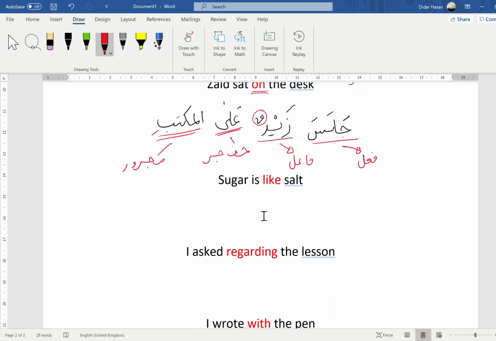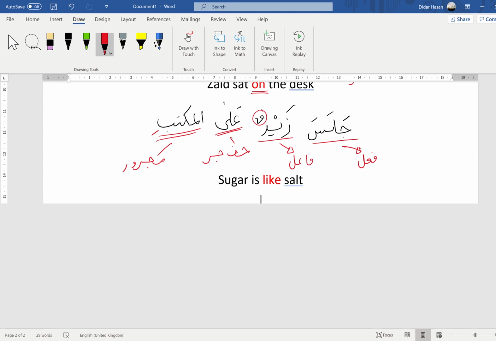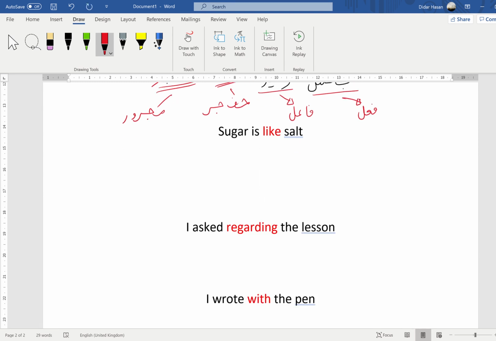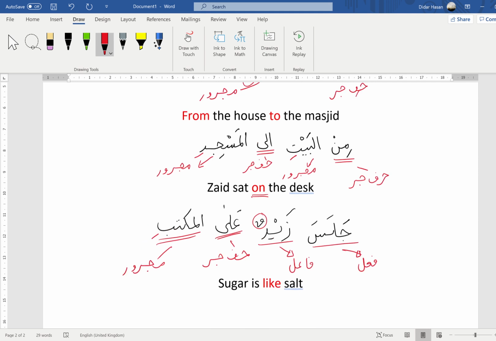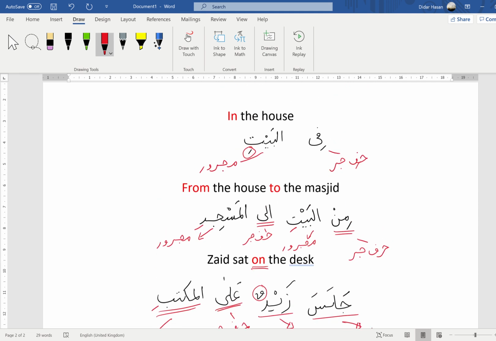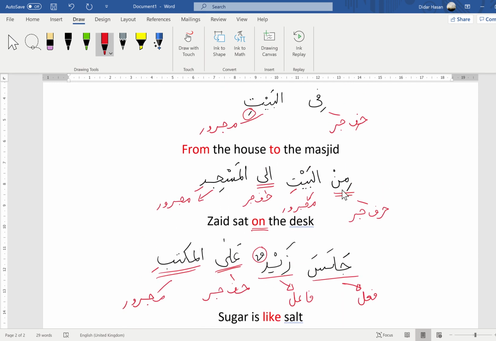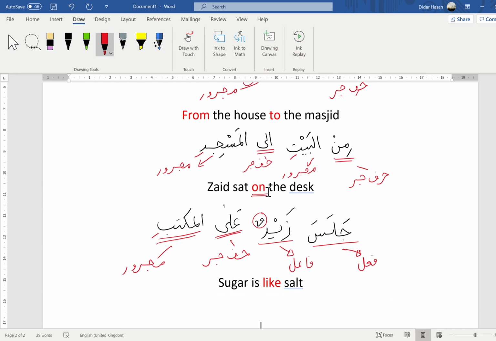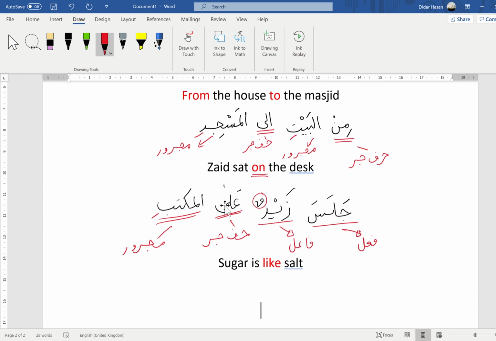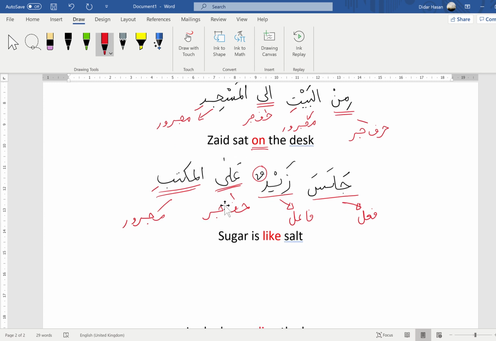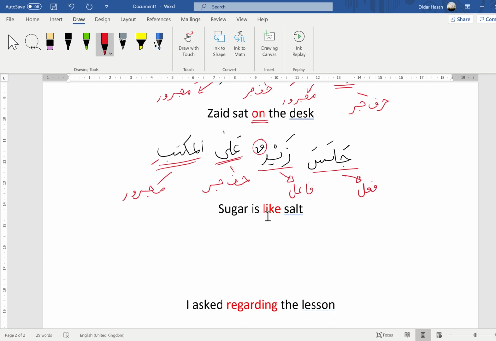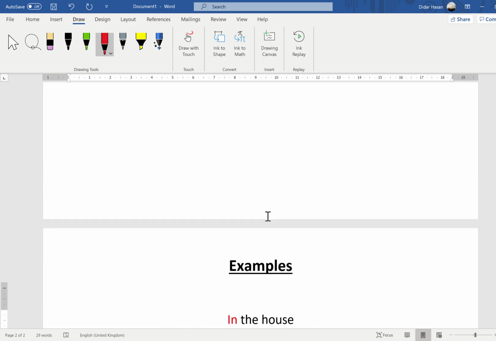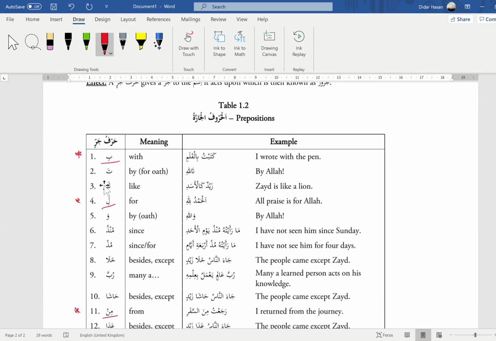Okay, so very simple. Let's do the next one. Let's create a bigger space. Okay, so now we're going to use another. So far we've used fi, min, ila, ala. So we used a few different huruf al-jarrah. Now we're going to use another one, which is like. So if you remember, like was over here, ka. So we're going to use ka now, which is a harf al-jar.